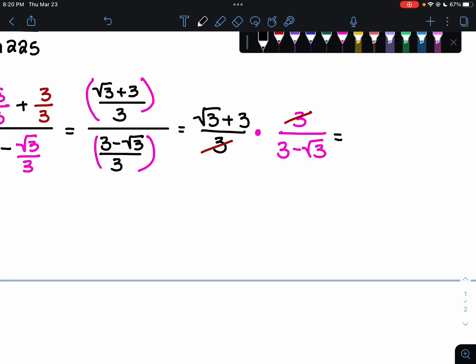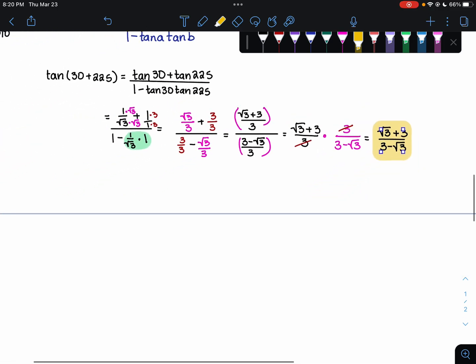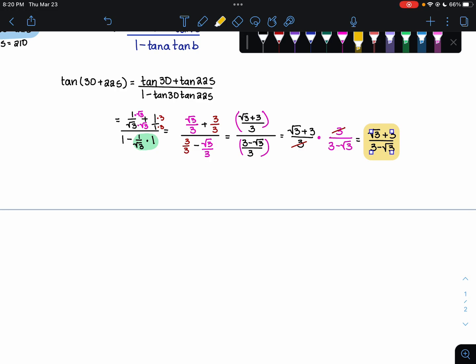So that leaves me with rad 3 plus 3 over 3 minus rad 3 as an answer that I will allow you to leave it in. But that is not the final answer. That is not fully simplified because we still have a radical in the denominator. So I am going to show you how you keep solving this to get the radical out of the denominator. But that right there would be where I allow you to stop.